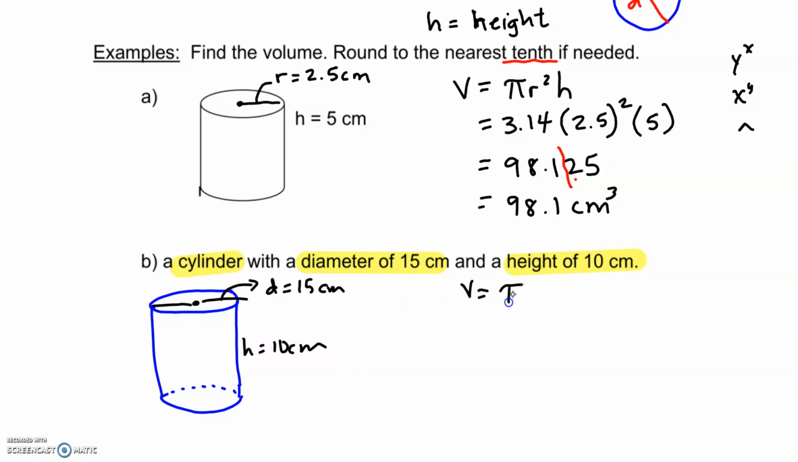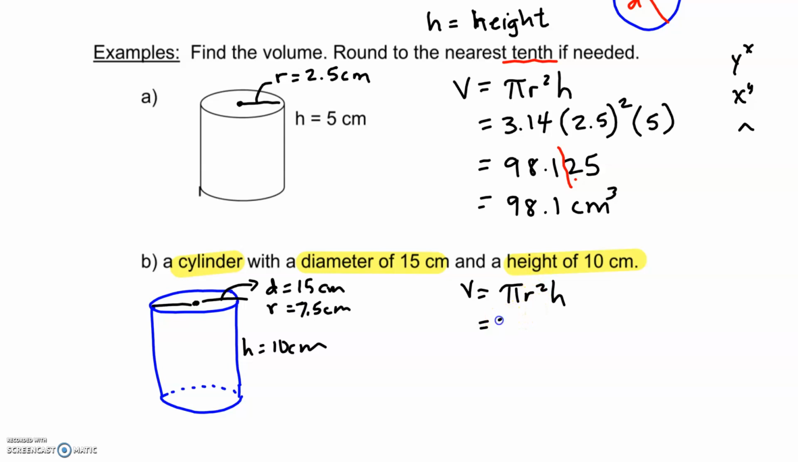So let's now write our formula. V equals pi r squared h. Now my formula calls for radius and I have diameter. So I need to find the radius. Since the diameter is 15, we can get the radius by just dividing it by 2. So 15 divided by 2 is going to be 7.5 centimeters. So there's my radius. And now we're ready to put in the formula.